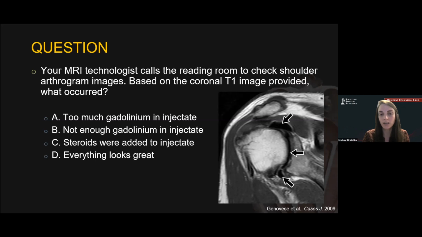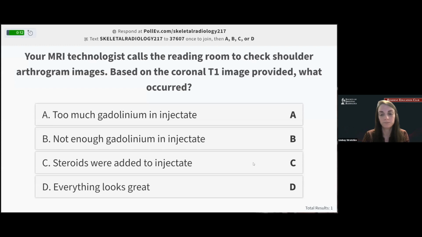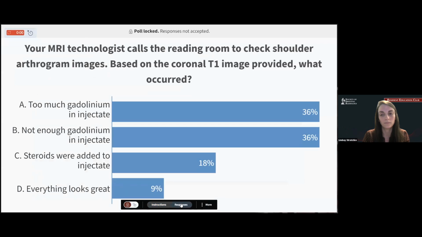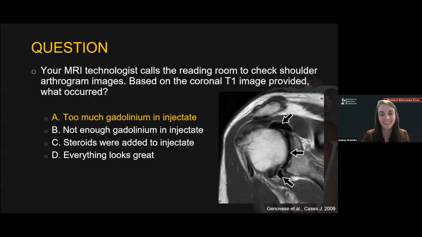A, there's too much gadolinium. B, not enough. C, we added steroids when we weren't supposed to. Or D, everything looks normal. I'm going to come on over to our Poll Everywhere. Okay, so it looks like we've got a nice split between too much and not enough gadolinium. I like it. We'll chat about this in a second here.